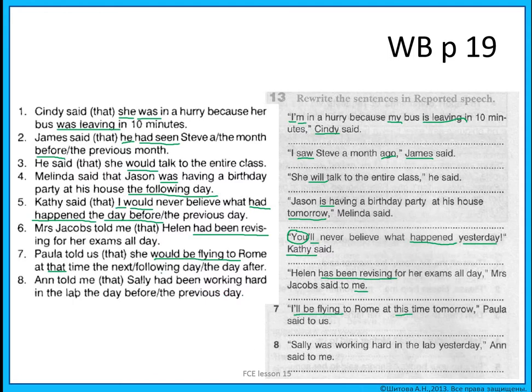Okay, I've lost the marker. Then, the last one: "Sally was working hard in the lab yesterday." We need to change was working into had been working. Okay. Just a second.